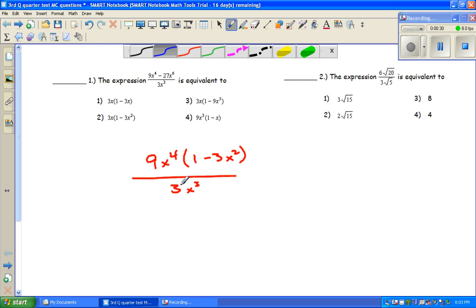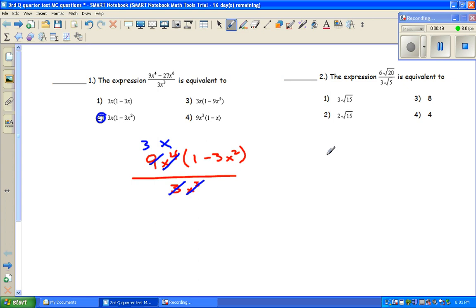Since we're dividing, we can now cancel. 3 goes into 9 3 times, and x to the third goes into x to the fourth, leaving an x. Our final answer is 3x, parentheses 1 minus 3x squared, which looks like choice 2.